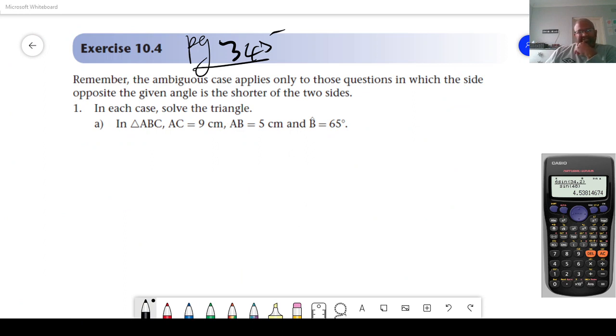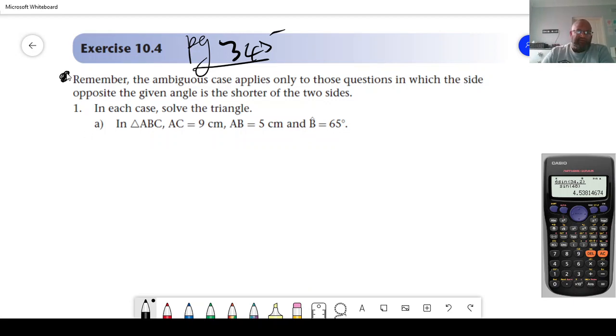Now we're looking at exercise 10.4. I'm going to do a few sums of this exercise, and whichever sums are left, or the sums that we haven't completed, please do that before proceeding to the next exercise. In question 10.4, on page 345, we are told that the ambiguous case applies only to those questions in which the side opposite the given angle is the shortest of the two sides. That is very important to note here.